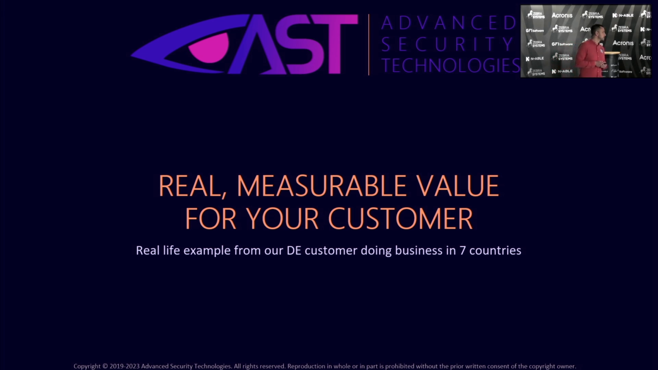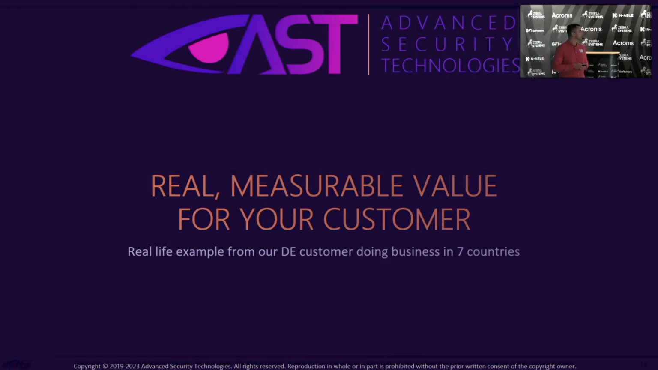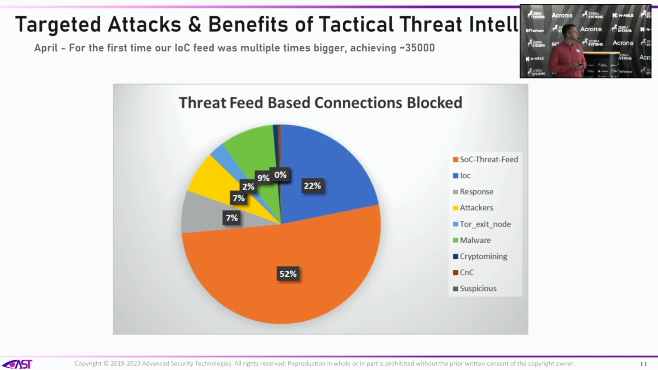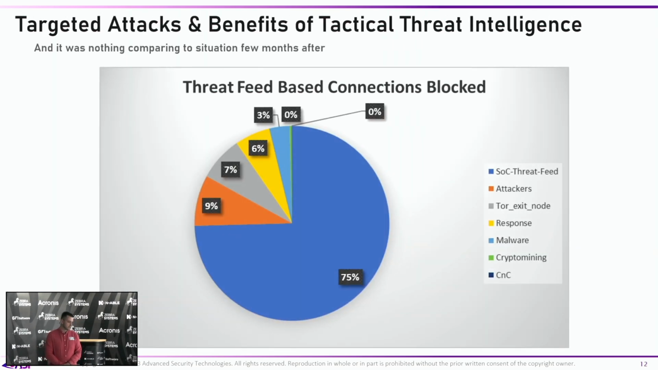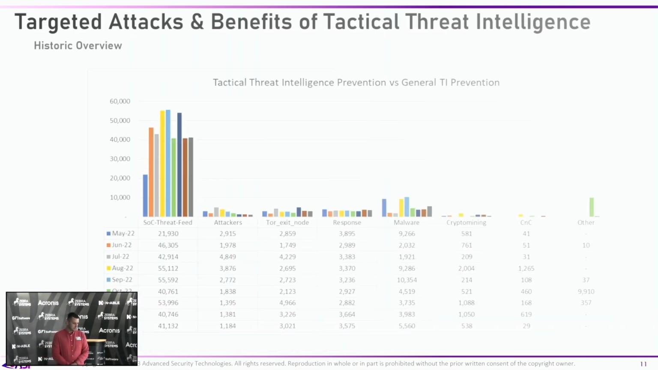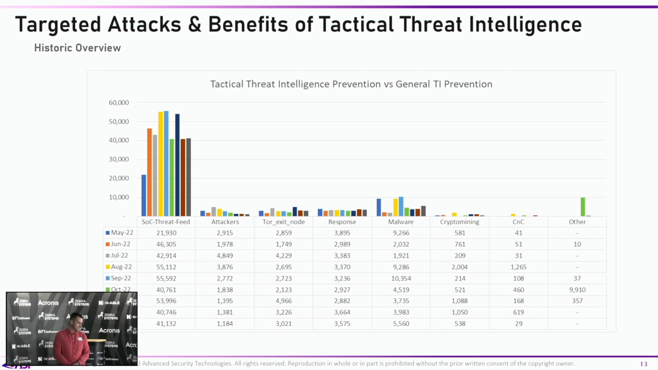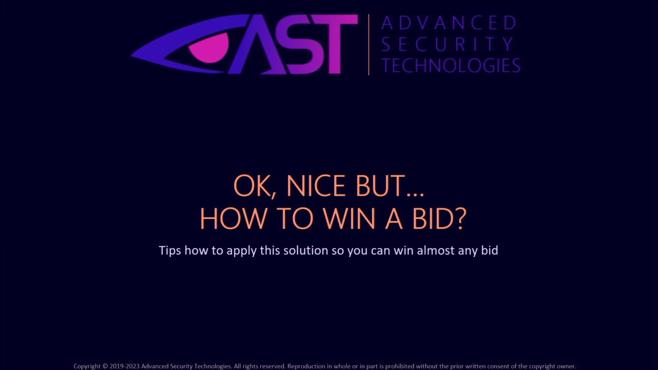So this is an example for our German customer that is doing business in 7 countries. In April last year, our threat feed was for the first time multiple times bigger than competitors, and a few months later, even more. So this is a graphic for our threat feeds. So that's all nice, but how can we win any bid using these principles?